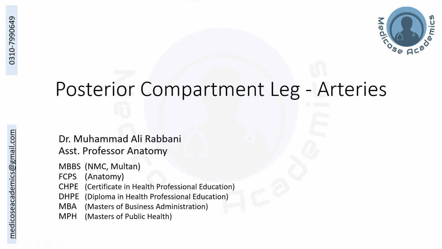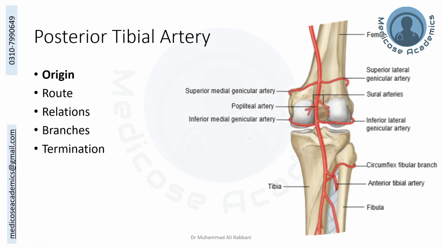I'm Dr. Muhammad Ali Rabani and we are going to discuss the next topic, arteries of the posterior compartment of leg. There are two arteries to be discussed here. We will discuss the posterior tibial artery and the fibular or peroneal artery. The posterior tibial artery is a terminal branch of the popliteal artery. It arises in the popliteal fossa just below the lower border of the popliteus muscle, at this point where it divides into the anterior tibial and posterior tibial artery.